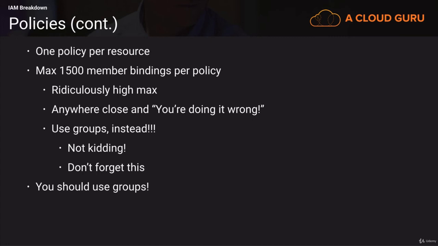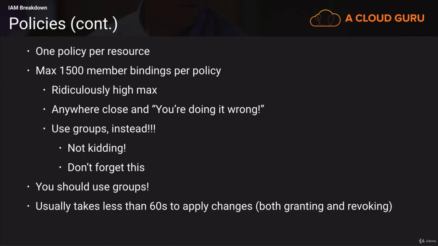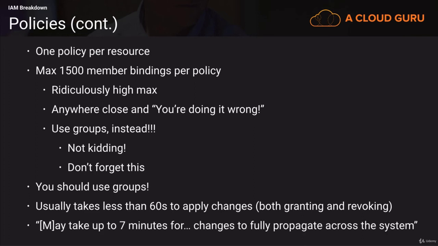Okay, so if you attach a policy to a resource, it usually takes less than 60 seconds to apply those changes, whether you're granting or revoking access. But it might also be useful to know that the documentation says it may take up to 7 minutes for changes to fully propagate across the system. Again, this is more just something to be aware of, to realize that it's a thing, not something where you need to go and memorize these numbers.